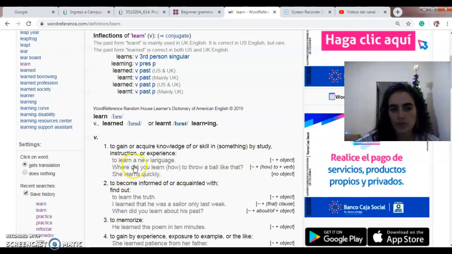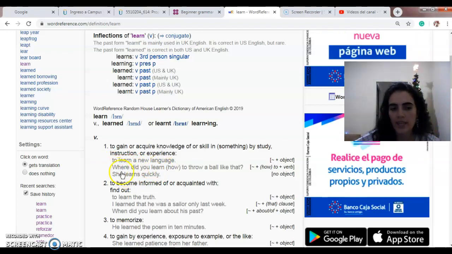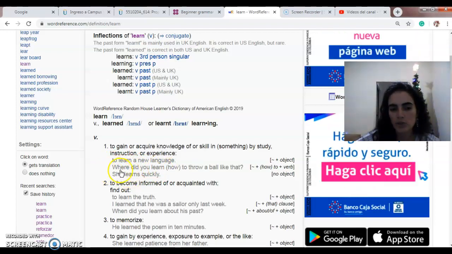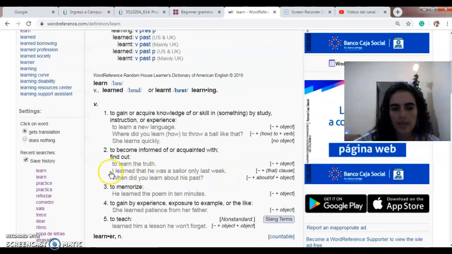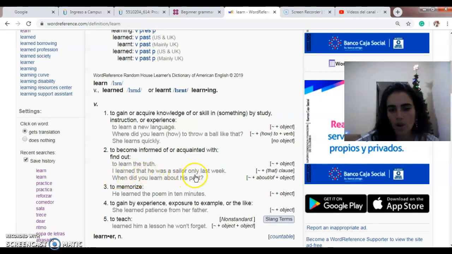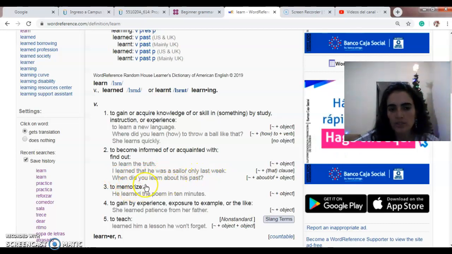For example, to learn a new language, examples with W questions. Where did you learn to throw a ball like that? To learn the truth. I learned that he was a sailor only last week. When did you learn about his past?